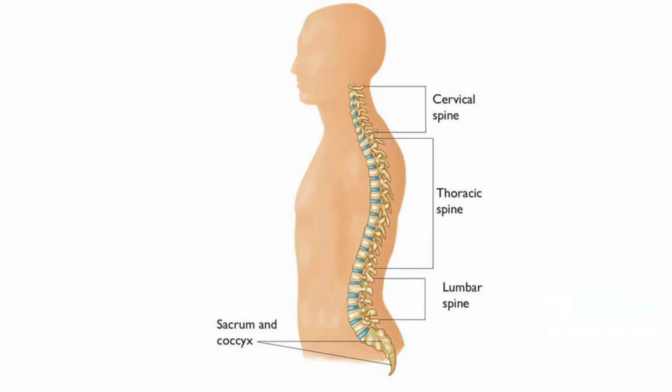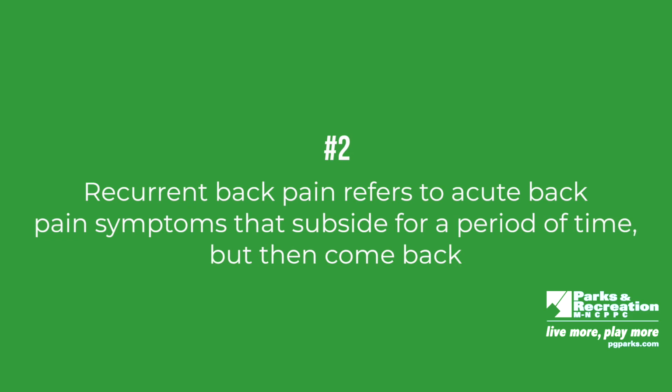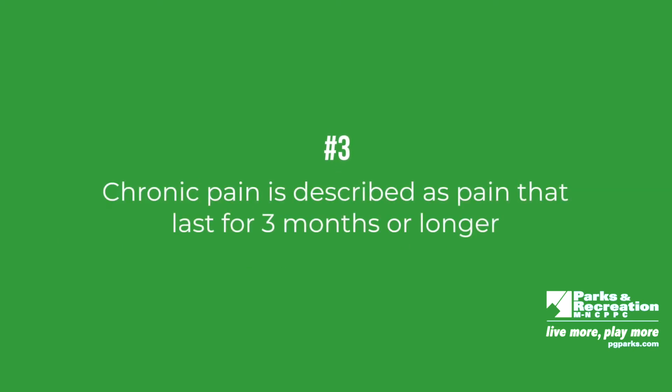There are 3 different categories of back pain that we typically see. The first category is acute. This pertains to back pain that lasts for less than 3 months. The second category is recurrent back pain. This refers to acute back pain symptoms that subside for a period of time, but then come back. The third category is chronic pain, which is described as pain that lasts for 3 months or longer.